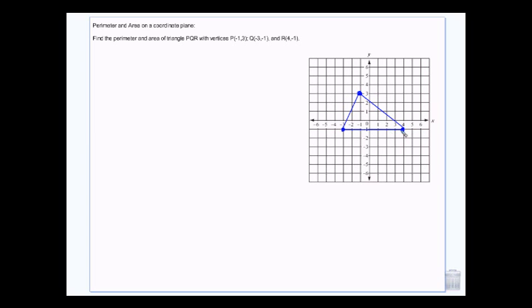The length of this flat line is fairly simple to calculate. I can count, right? I have 1, 2, 3, 4, 5, 6, 7. So that length is 7. The length of this line and the length of this line I'm going to have to calculate. So you guys remember our distance formula?